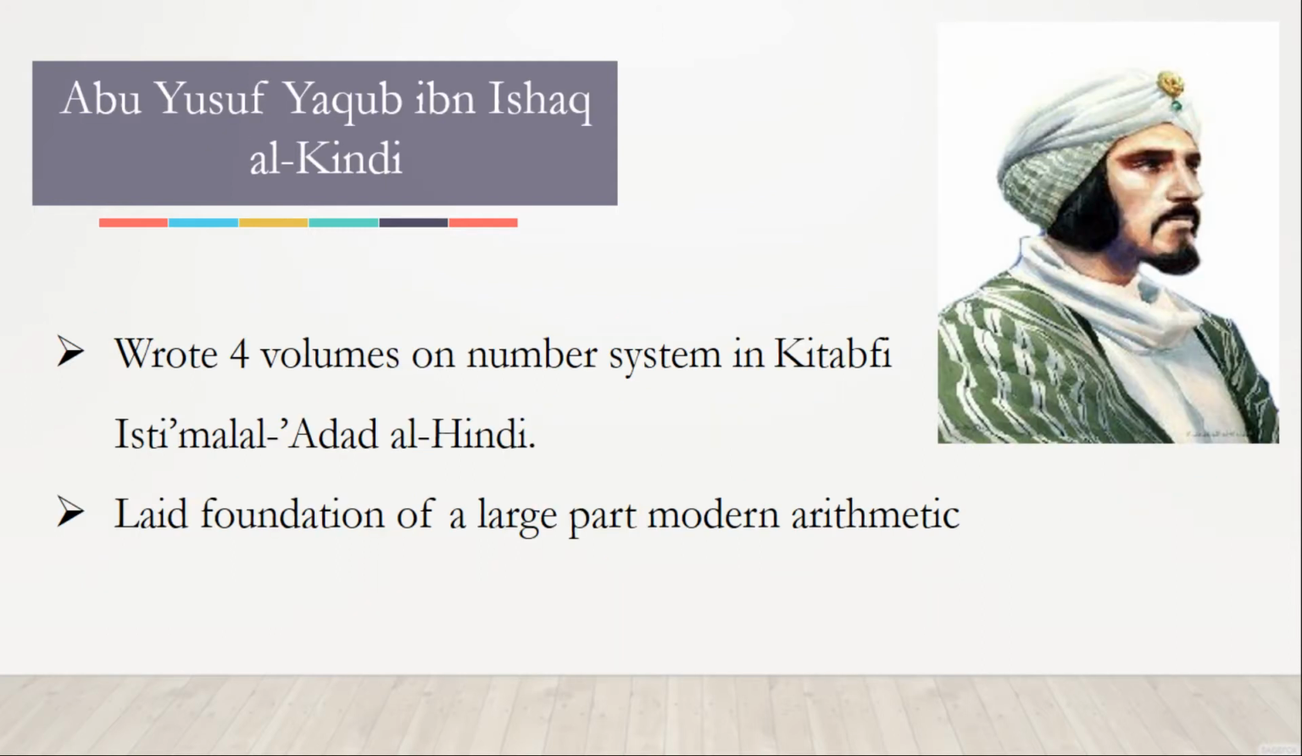Our fourth Islamic mathematician is Abu Yusuf Yaqub ibn Ishaq al-Kindi. He wrote 4 volumes on the number system in Kitab fi Isti'mal al-'Adad al-Hindi. He laid the foundation of a large part of modern arithmetic.